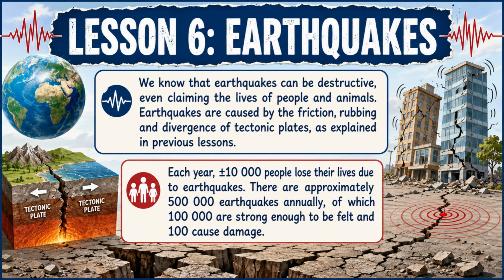Lesson 6. Earthquakes. We know that earthquakes can be destructive, even claiming the lives of people and animals. Earthquakes are caused by the friction, rubbing, and divergence of tectonic plates, as explained in previous lessons. Each year, plus/minus 10,000 people lose their lives due to earthquakes. There are approximately 500,000 earthquakes annually, of which 100,000 are strong enough to be felt and 100 cause damage.